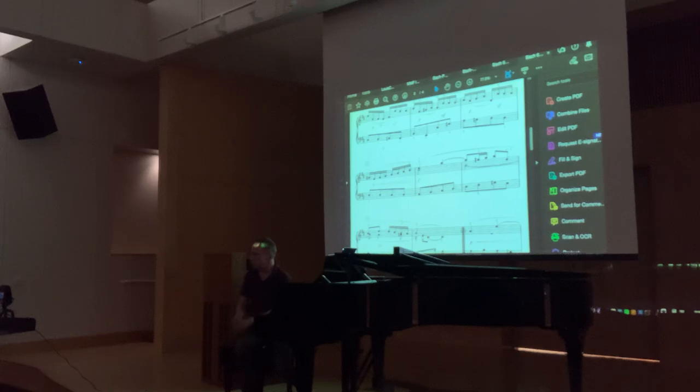Two lines, sometimes with a given line, and you're improvising a line on top of it, sometimes improvising two lines at the same time, bass and treble, bass and melody. That's something we'll talk about as well.